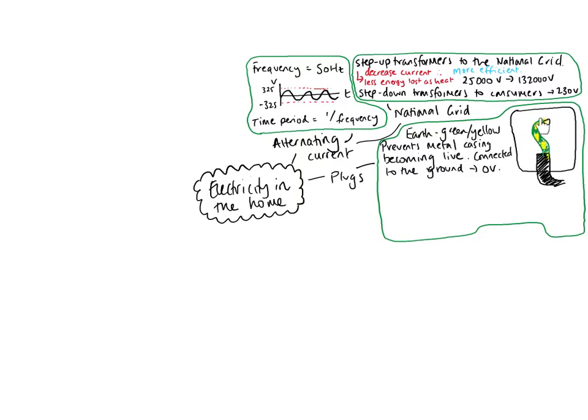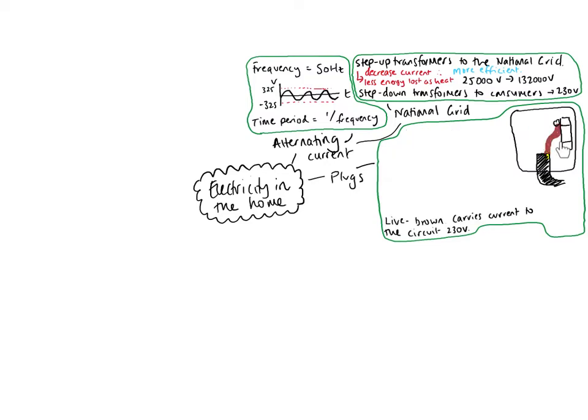Let's start with the middle wire, the green and yellow one, also known as the earth wire. That will get connected to an outer casing if it's made out of metal. So if that becomes live, it can take the excess electricity back down to the ground. Most of the time it stays at 0 volts. The brown wire, or the live one, carries the current into the circuit, and that's the one that has 230 volts. It's the dangerous one.